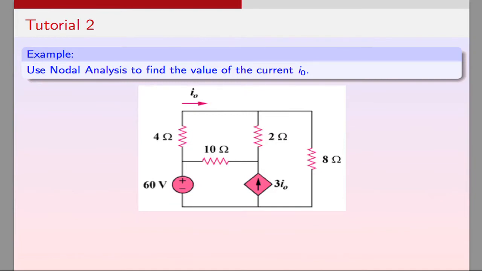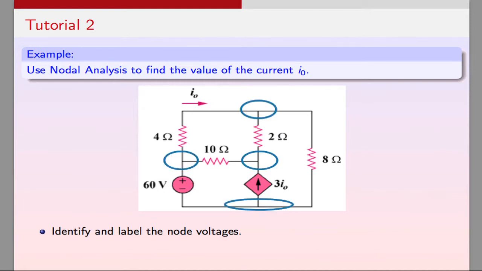Consider the following circuit. We would like to use the nodal technique to find the value of the current I0. The first step in the nodal voltage method is to identify the essential nodes and then to pick one of them as the reference node, which is the node with 0 volts. Here are the essential nodes in the circuit. I will choose the bottom node as the reference.